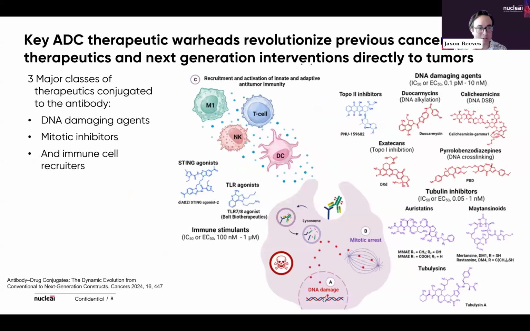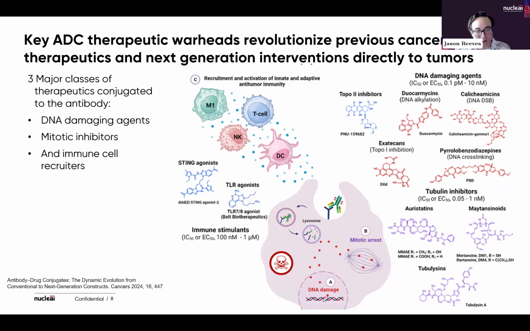One thing to keep in mind is that there's a number of different types of therapeutic payloads that can be delivered. The primary ones that are used in most cases are either DNA damaging agents or mitotic inhibitors, and there's a newer class of immune cell recruiting agents such as TLR or STING agonists that are also in play. And so you, again, have either direct cell engagement or direct cell death, or there's the potential for immune cells to play a critical role in the ADC function itself.